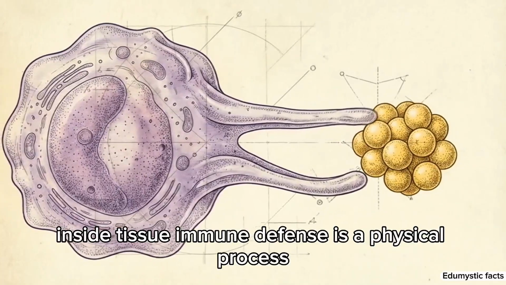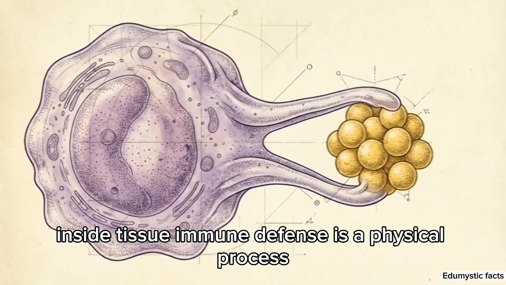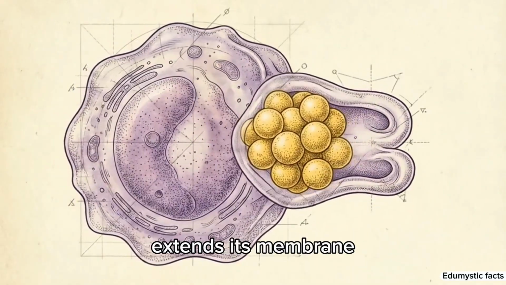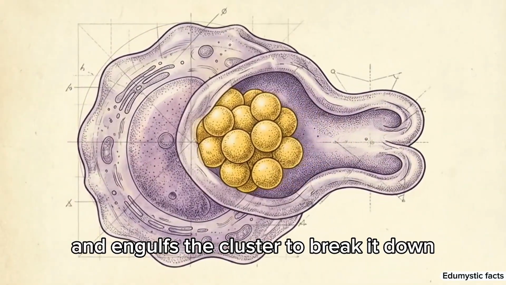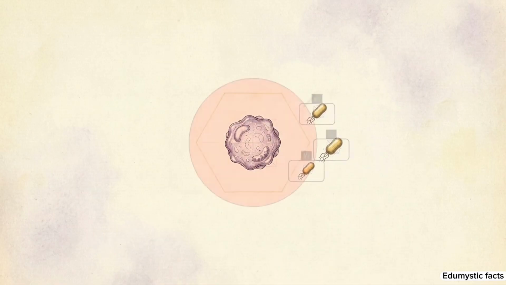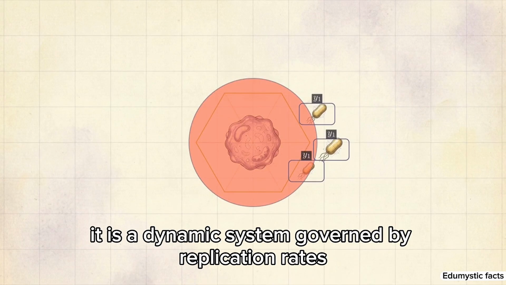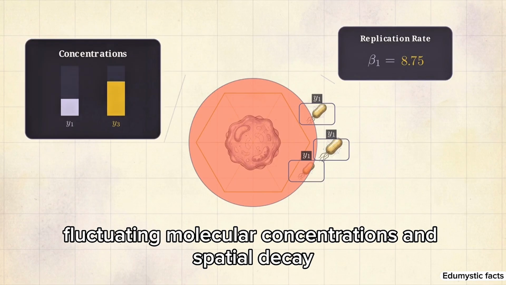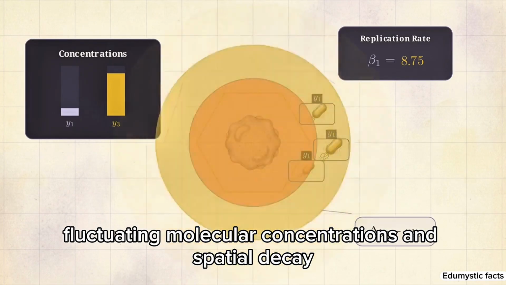Inside tissue, immune defense is a physical process. A macrophage detects an invading pathogen, extends its membrane, and engulfs the cluster to break it down. To a biologist, this is phagocytosis. To an applied mathematician, it is a dynamic system governed by replication rates, fluctuating molecular concentrations, and spatial decay.